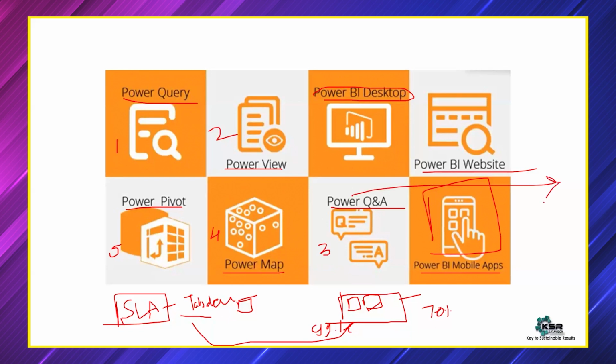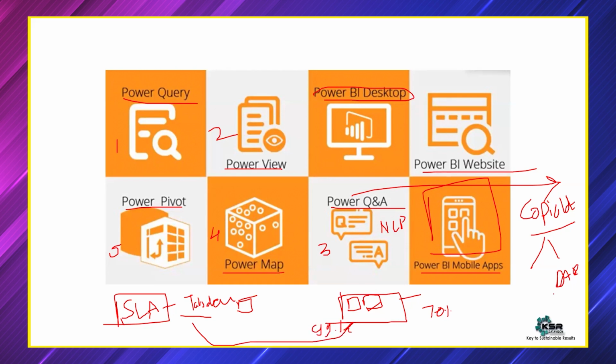Power Q&A is nothing but your co-pilot. Power Q&A is also a kind of artificial intelligence tool. It uses NLP, natural language processing, to process the data. In case of Power Q&A, you can ask a question, and depending on that, it will create a visual for you. Whereas in case of Copilot, it will create a visual and also write a DAX. That is one advantage you'll get in case of Copilot.